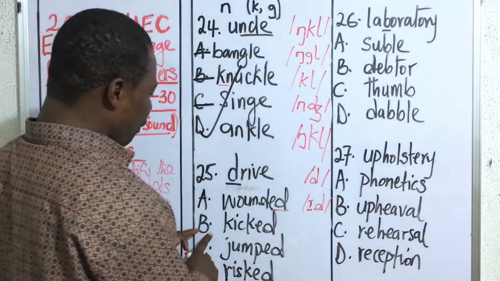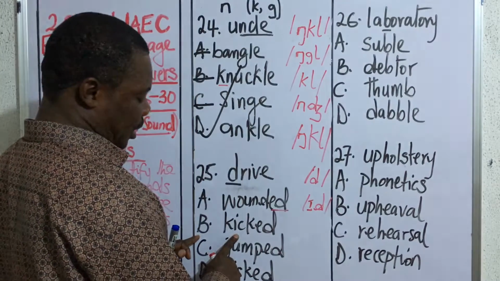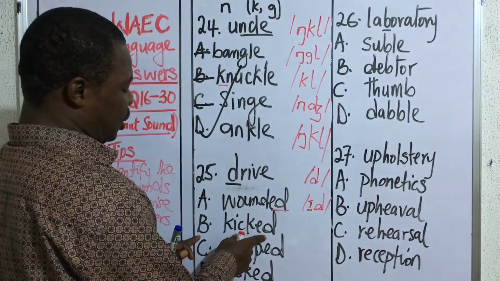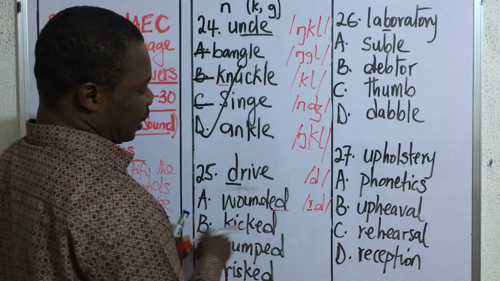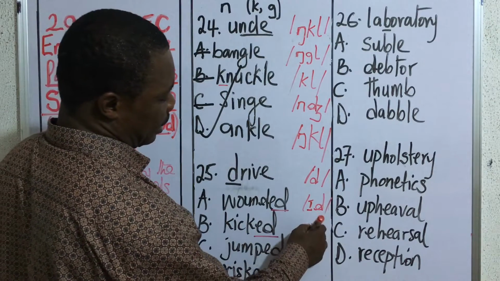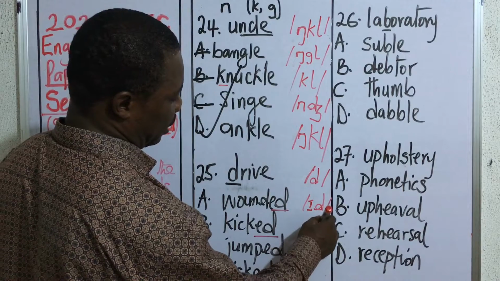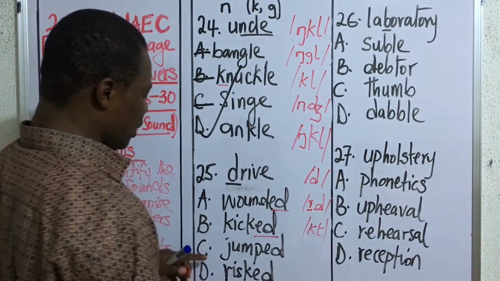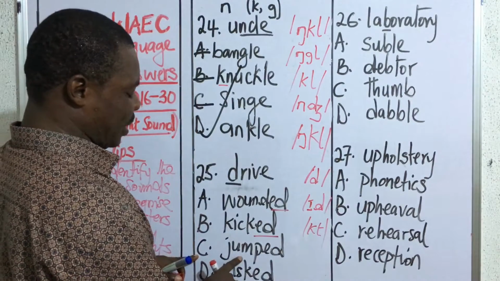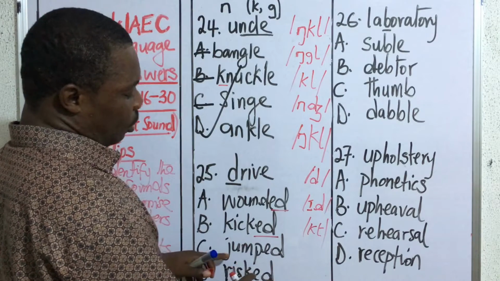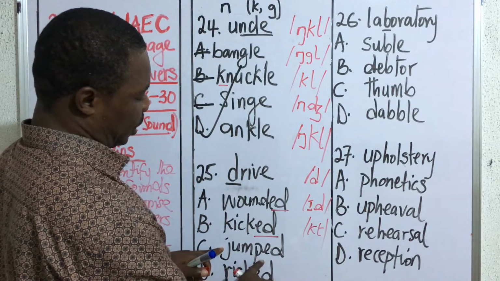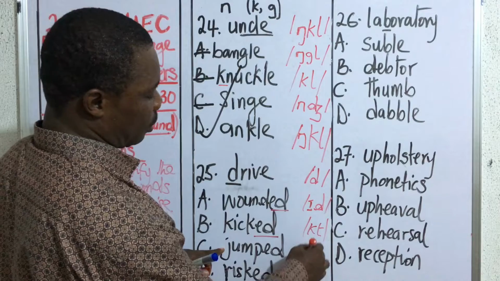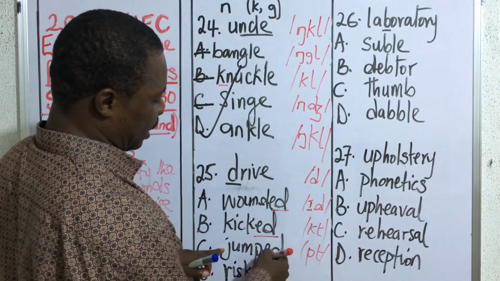Then option B, you have kicked. You know you cannot pronounce this word as kick-ed. So you are going to have kicked. That means this past tense here is going to give you KT. Alright. Then you have C, jumped. You know, of course, that you can't pronounce this word as jump-ed. So it's jumped. So you are going to have PT for this past tense here.